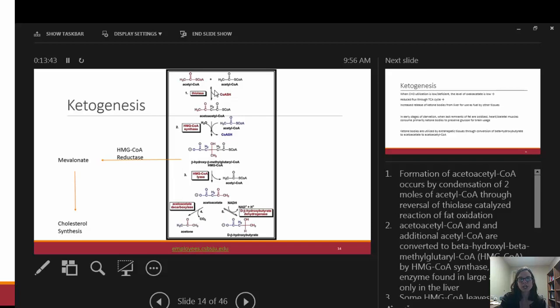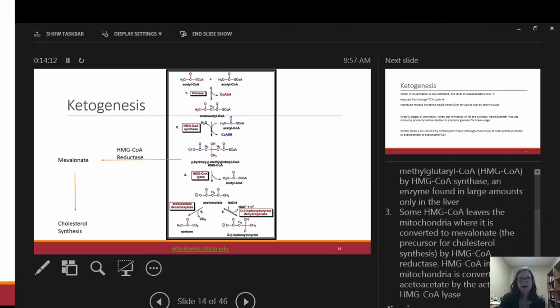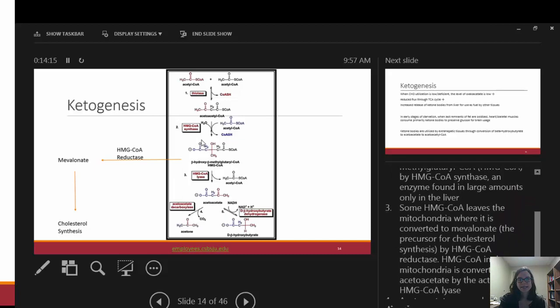So when we're producing our ketone bodies, we actually have the condensation of 2 acetyl-CoAs via this thiolase enzyme to produce acetoacetyl-CoA. Then we have the addition of another acetyl-CoA through the action of HMG-CoA synthetase in order to produce HMG-CoA. And this enzyme, the HMG-CoA synthetase, is found in large quantities in the liver.